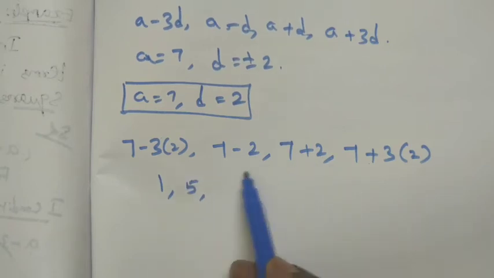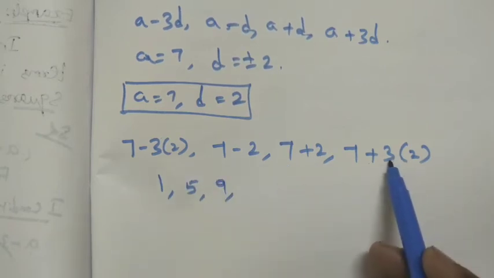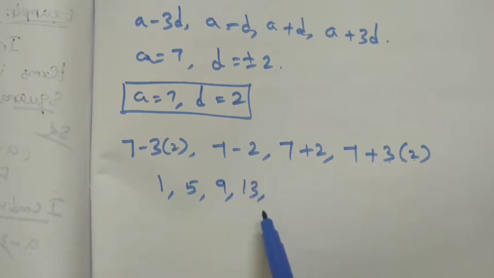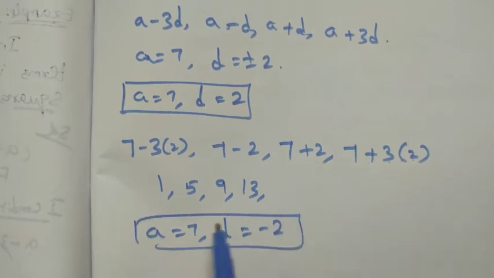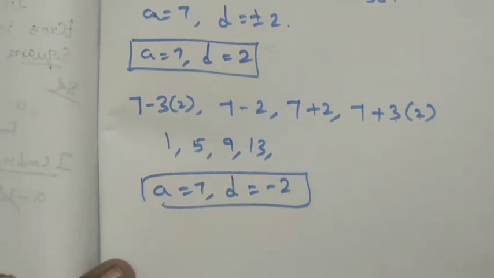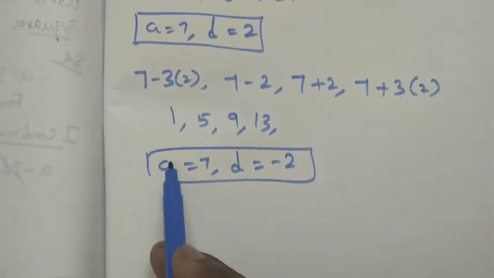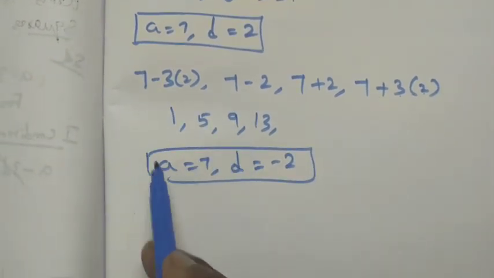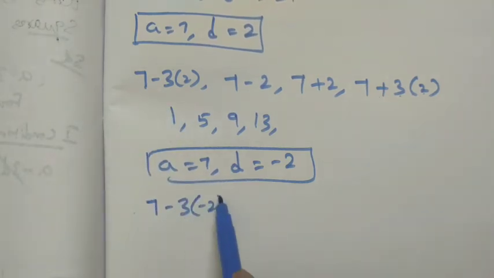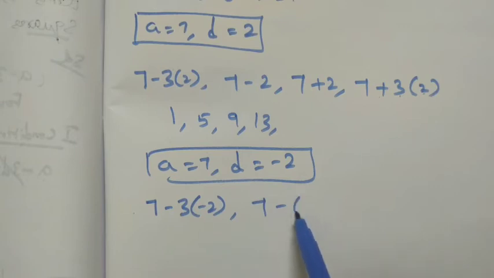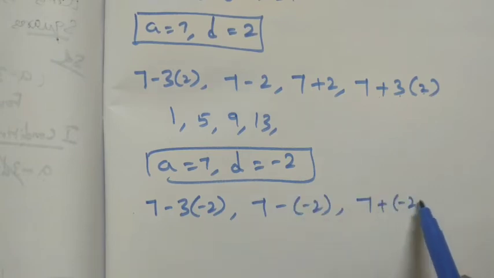5, 7 plus 2 is 9, 6 plus 3 is 13, right? And then A is equal to 7 and D is equal to minus 2 means just write the given value in another order or reverse order, that is the value you get. So directly we can write, or otherwise put it here, A is 7 minus 3 into minus 2, comma 7 minus of minus 2, comma 7 plus of minus 2, right?